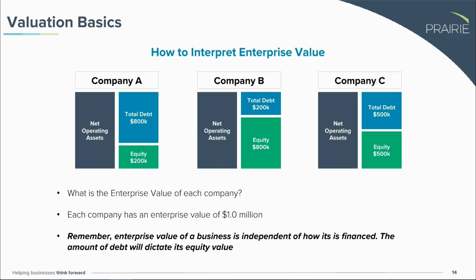And then company C would have an equal capital structure of debt to equity, and still, of course, as we mentioned, at that $1 million. One thing to remember here that's important with enterprise value is that enterprise value will not ultimately drive how a business is financed. It's important as well to take into account current levels of debt or cash, as this will have impacts on the ultimate equity value of the business.